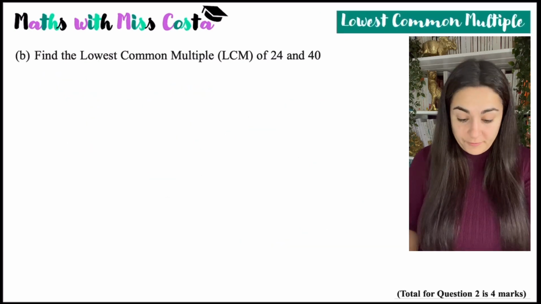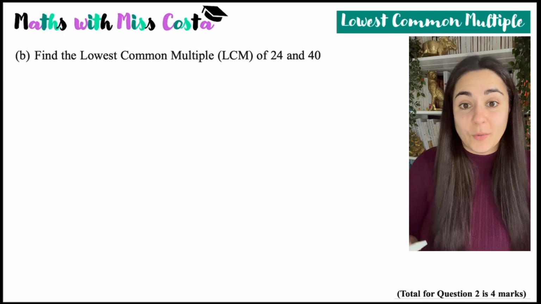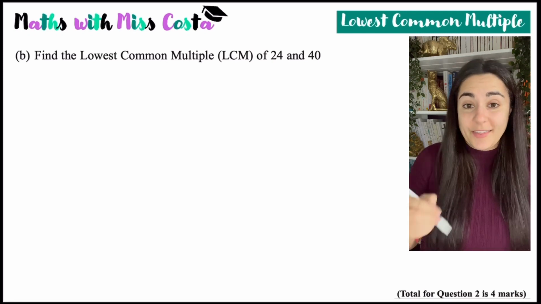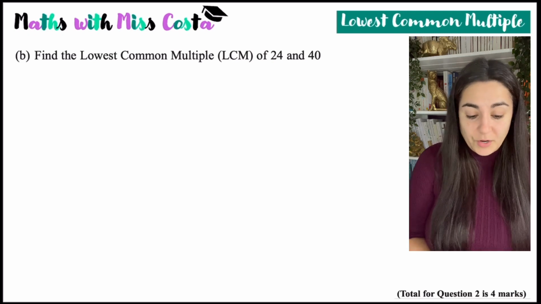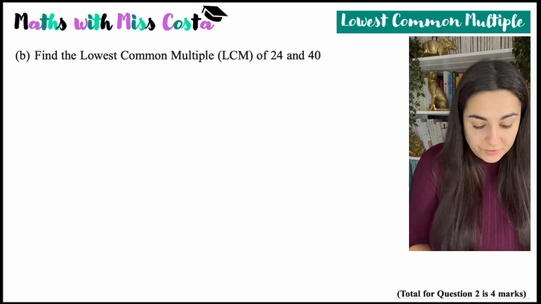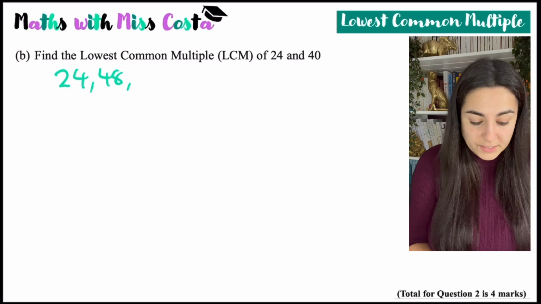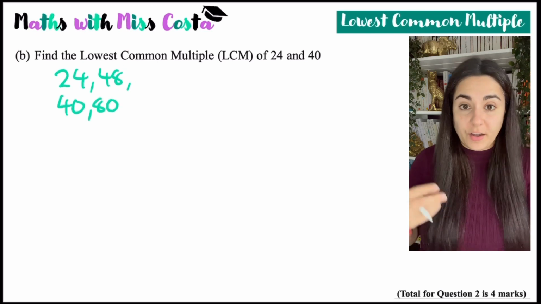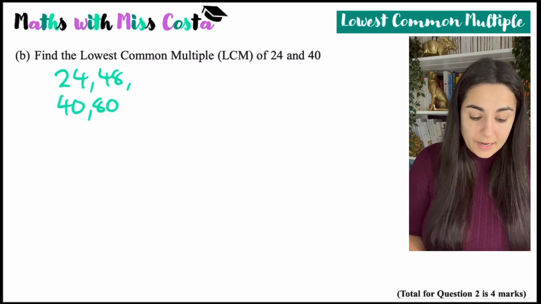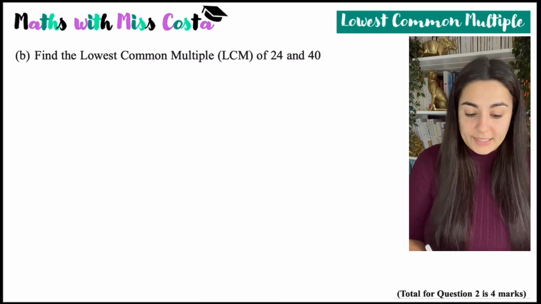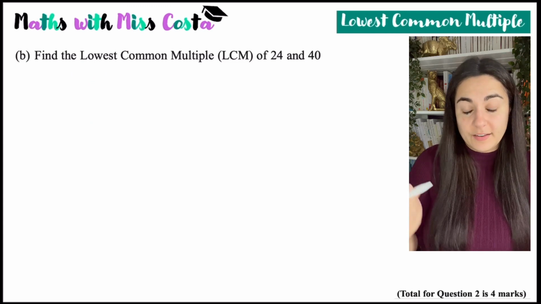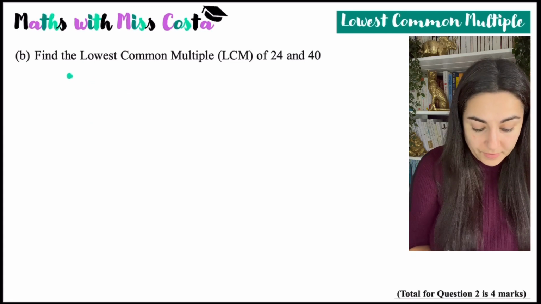And then the second part of the question is asking you for the lowest common multiple. So once again, there are loads of ways you can do this. You've got a calculator, you could just write out 24, 48, and so on. And then the 40 times table is 40, 80, until you've come across the first common multiple. And that's one way you can do it. But I'm once again going to show you the way to do it with the factor trees.